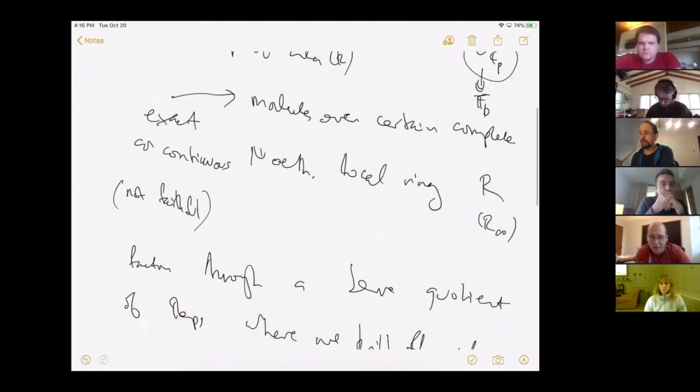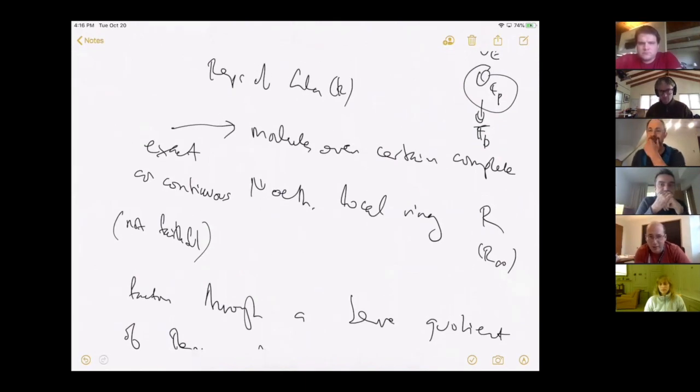Good question for you to rule out off the bat. Is this functor M monoidal at all? No. Okay. Definitely not.